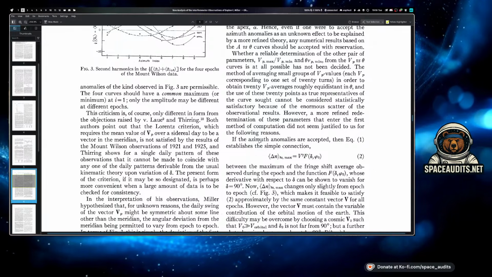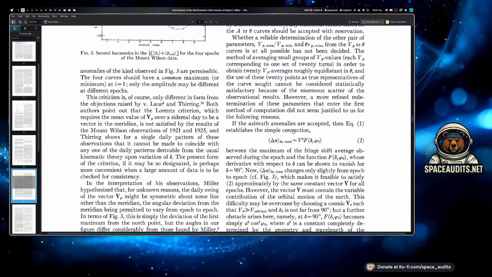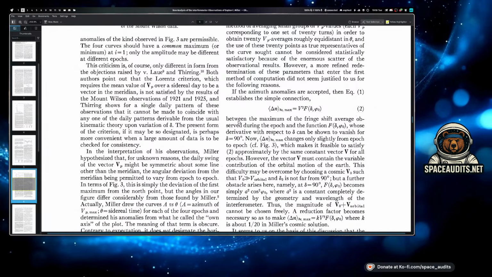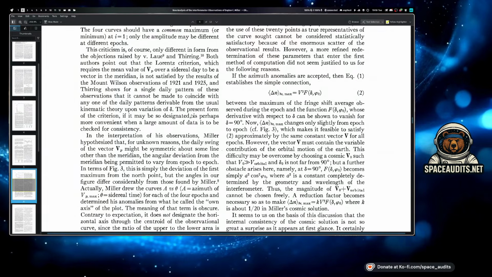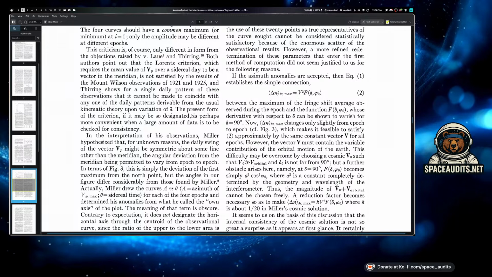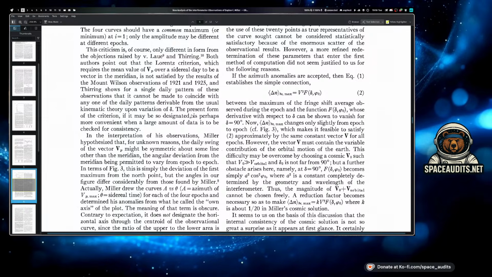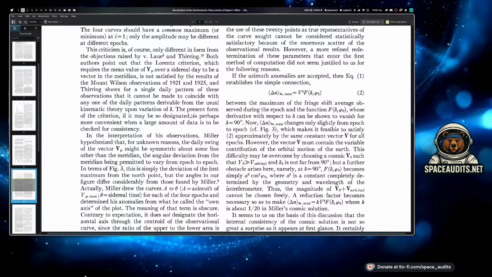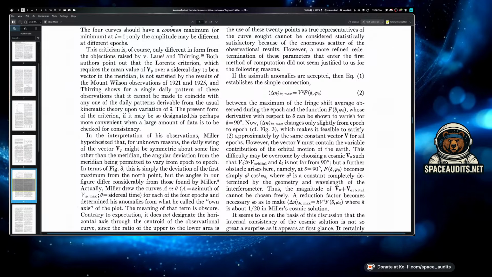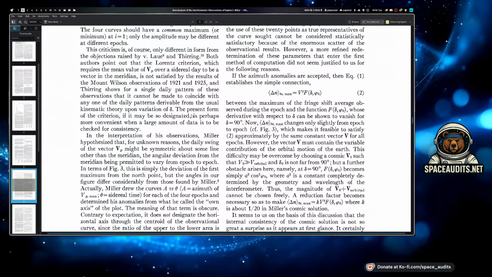If the azimuth anomalies are accepted, and equation 1 is established with a simple connection to equation 2 between the maximum of the fringes observed, the average observed during the epochs of a function given by f delta phi naught, whose deviation with respect to delta can be shown to vanish for delta equal to 90 degrees, now changes only slightly from epoch to epoch, which makes it feasible to satisfy approximately by contrast the vector v for all epochs.